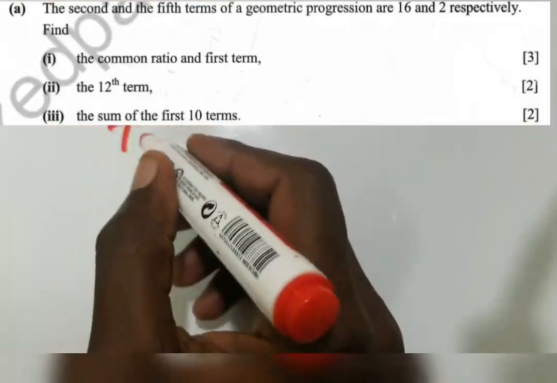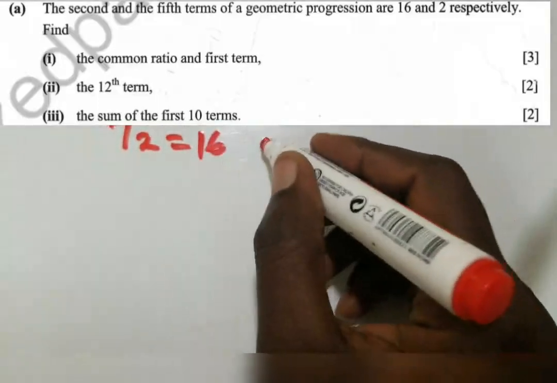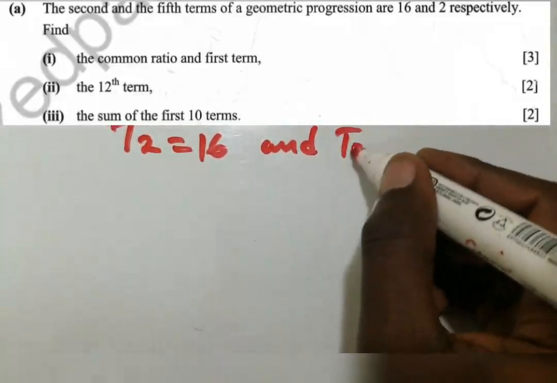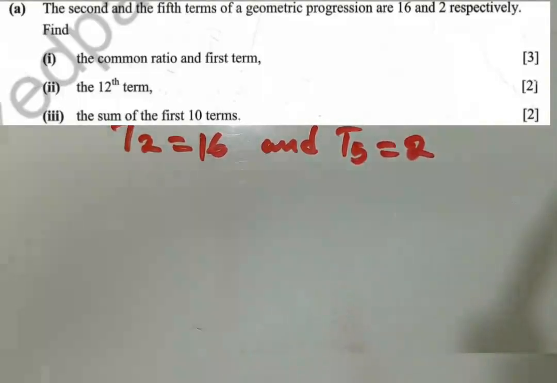Welcome to this video. In this video we are going to solve this question. They are saying that the second term and the fifth term of a geometric progression are 16 and 2 respectively, meaning that term 2 is equal to 16, and term 5 is equal to 2. They have already found these for us.